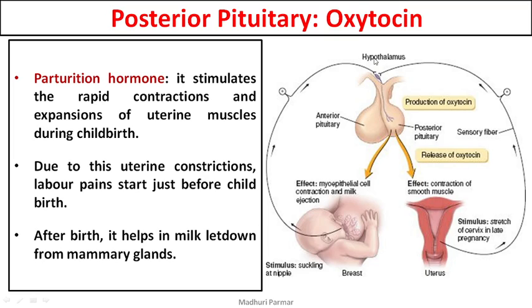Now, just some fun facts about oxytocin. It is also known as the love hormone. Why? Because families, couples, and mothers and children who are emotionally and physically close to each other have been seen to have higher levels of oxytocin. It also has some other functions in smooth muscle contraction, like male ejaculation. But the main function here is parturition and milk letdown. So that is what we have discussed.